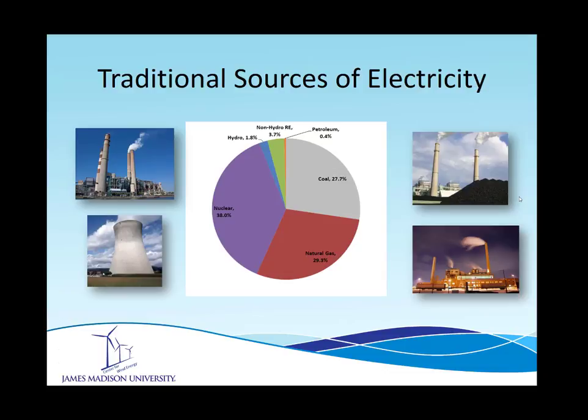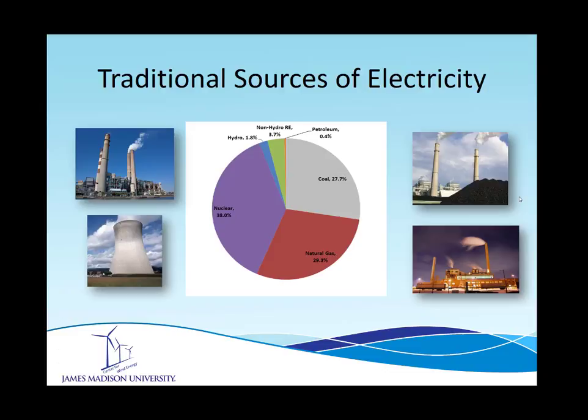So to start off, it's important for us to understand the traditional sources of electricity so we can better understand why we would want to conserve electricity. The figure you see in the middle is a pie chart indicating where our electricity is generated here in Virginia. I believe this is from 2014. As you see, the coal, natural gas, and nuclear energy provide a majority of our electricity in Virginia, with hydro and renewable energy taking up only a little over 5% of the electricity generation in Virginia.